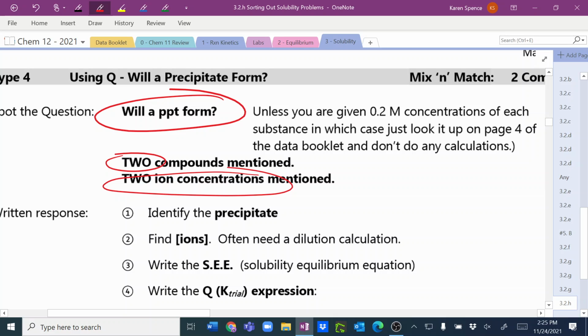So again, it's a mix and match kind of problem, so you need to identify who is the precipitate. Anytime you've got two compounds, I'm probably not going to be asking you about the solubility of one of those two compounds. I'm going to be asking you about the solubility of the precipitate that forms between them.